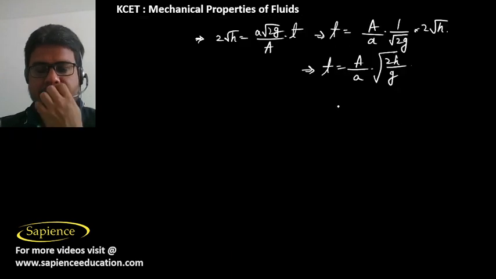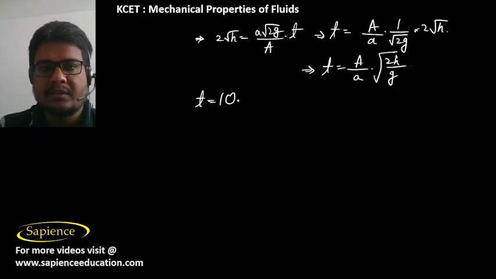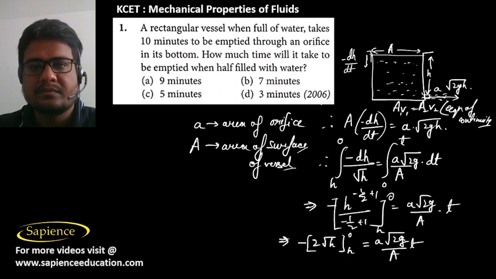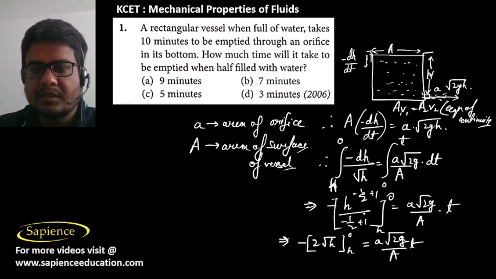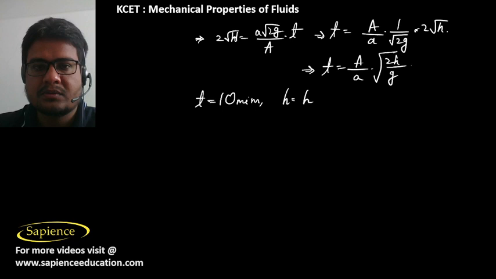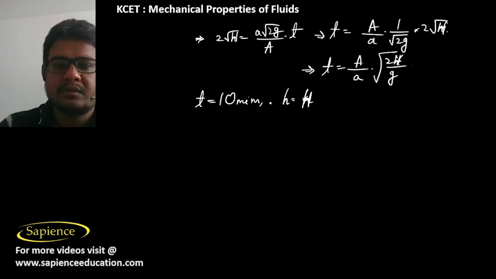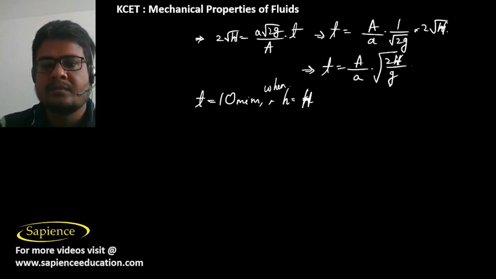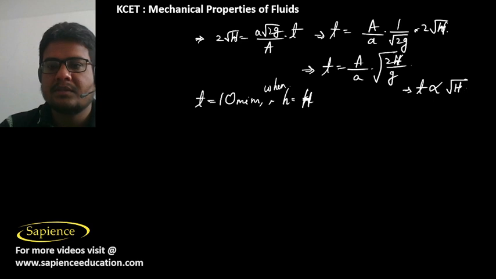Then it is told that this t is equal to 10 minutes when the full height is used. If you want, we can take the actual height as capital H, and at any instant at time t it is equal to h. So when h is equal to the full height, all these other quantities are constants. So from here we can say that T is proportional to root over the height used. So therefore, T is proportional to square root of H.